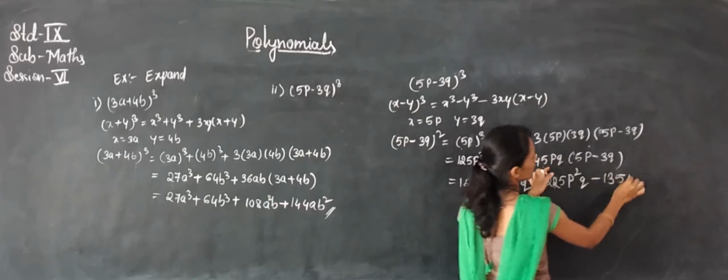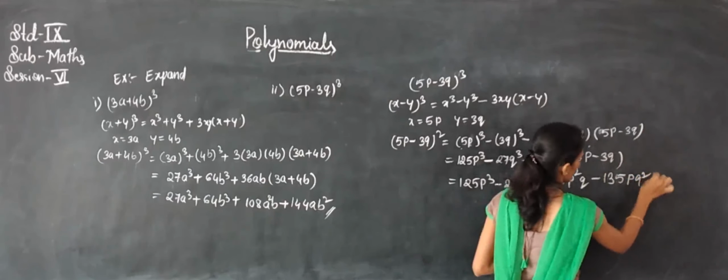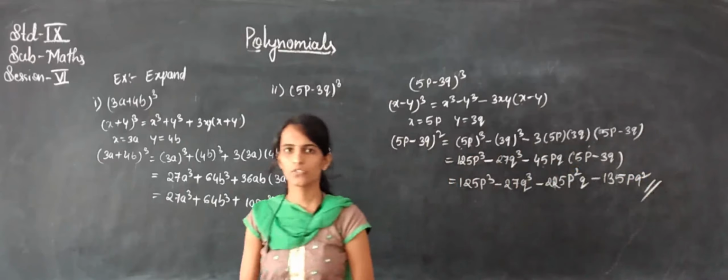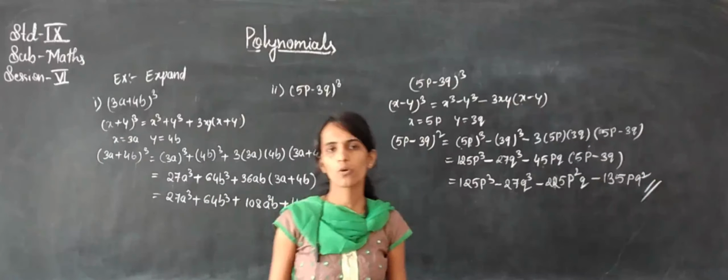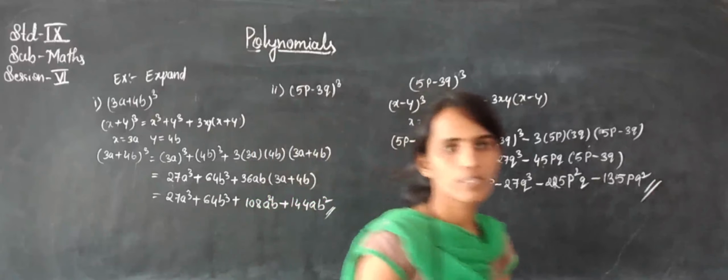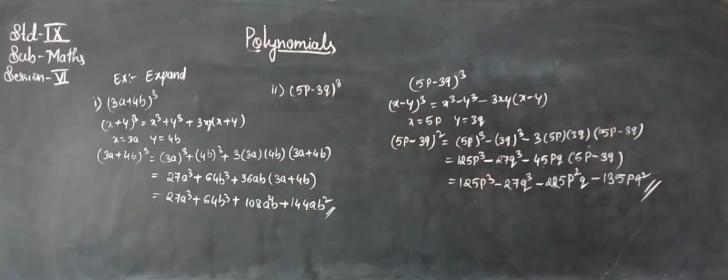So we have this into this. So this is what required expansion, using identity 6 and identity 7. I hope you all understood. So depending on this, you will see some more examples.